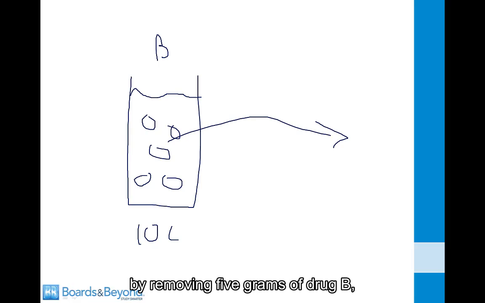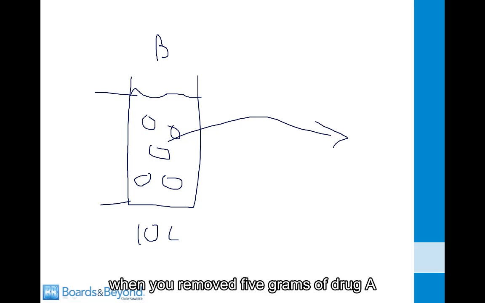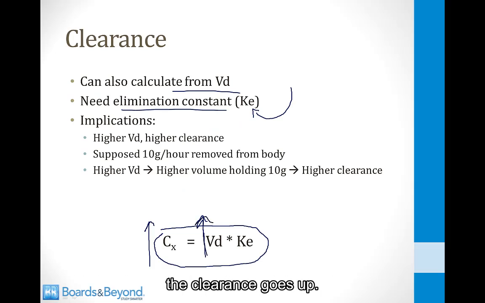By removing 5 grams of drug B, you've just cleared 10 liters of fluid because its volume of distribution is so much higher. When you removed 5 grams of drug A, you only cleared 1 liter of fluid. So going back to our slide, this is why when the volume of distribution goes up, the clearance goes up.